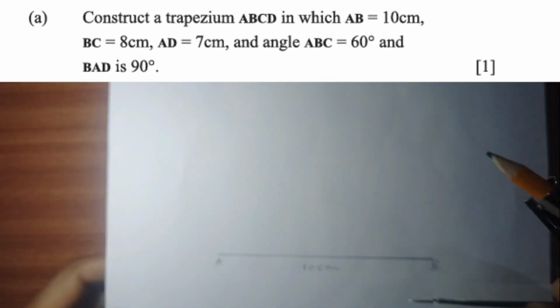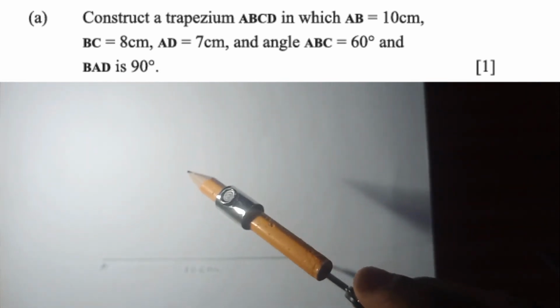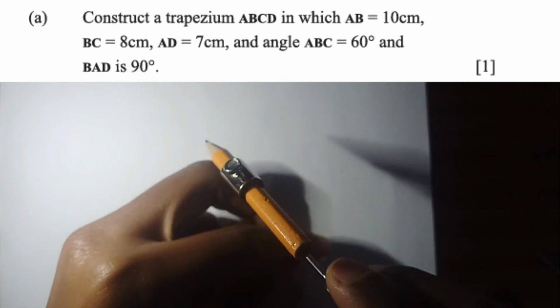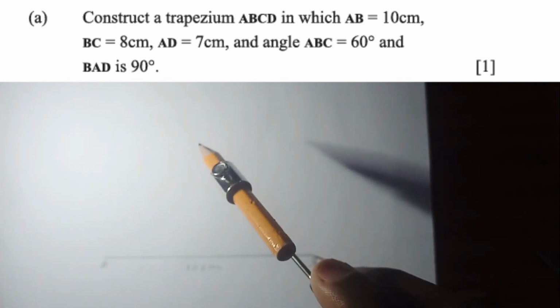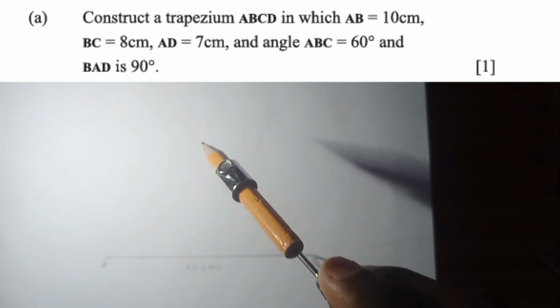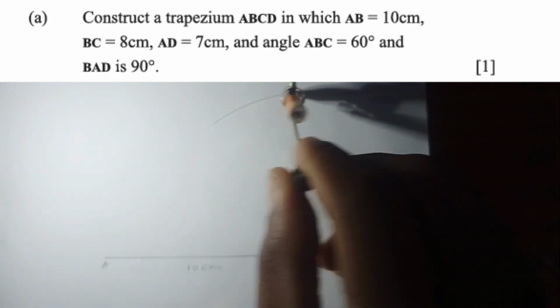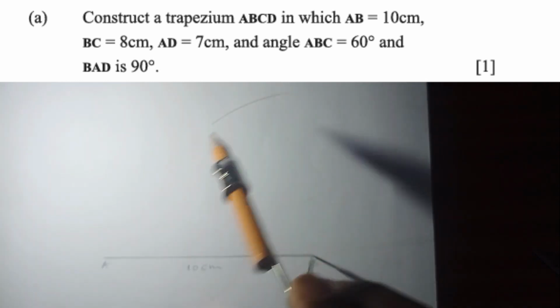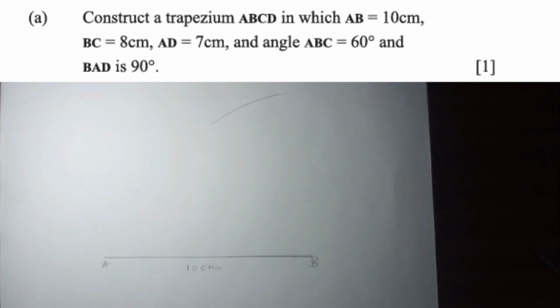Then we take our compass leg at B, because it says BC. After doing that, you just mark a line. As you can see, I've marked an arc. So that is 8 centimeters from B.